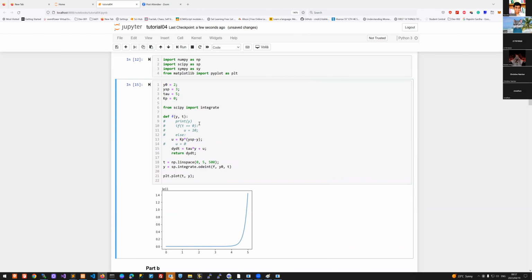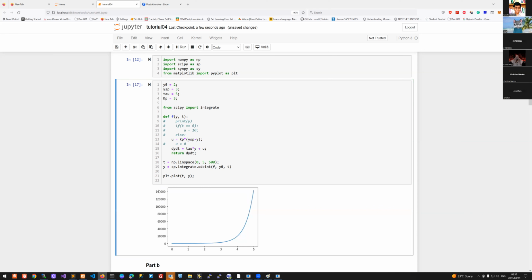Now let's start adding in some control. Let's try a value of 1. And now you can see it's still running away, but not as fast. Before it ran away to 1E11. Now we are at 1E9, so that's a bit better. Let's try a value of 3. And now you can see it's even better. It's still running away, but it's at 140,000 instead.